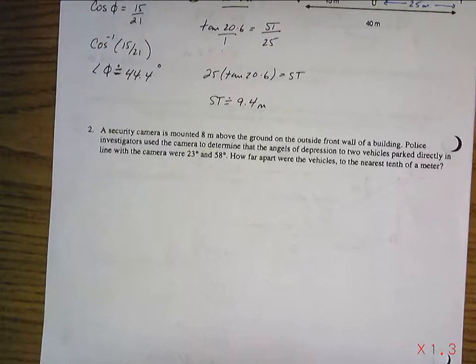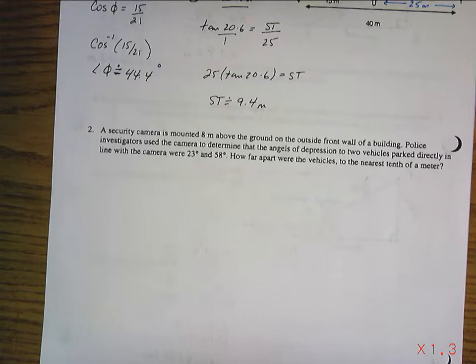A security camera is mounted 8 meters above the ground on the outside of a front wall of a building. Police investigators use the camera to determine that the angles of depression to two vehicles parked directly in line with the camera were 23 degrees and 58 degrees. How far apart were the vehicles to the nearest tenth of a meter?